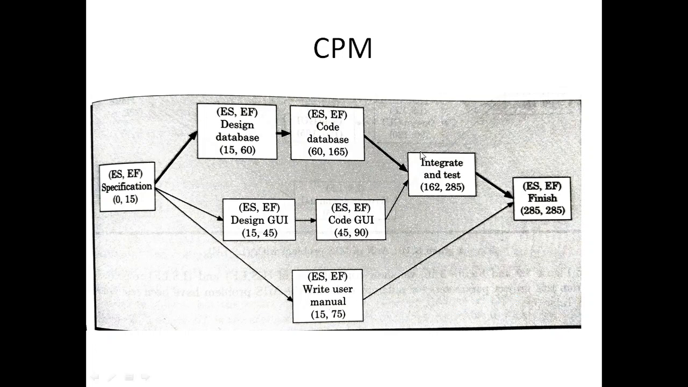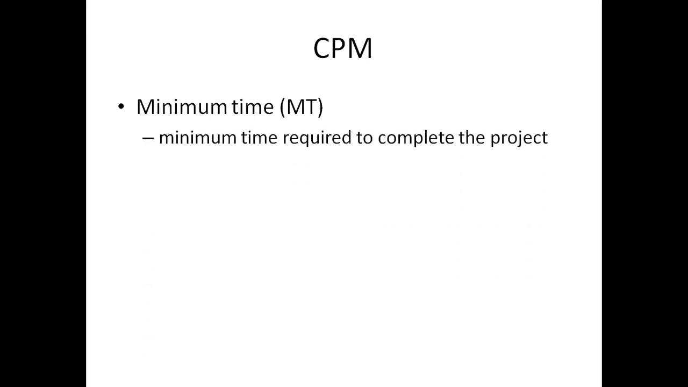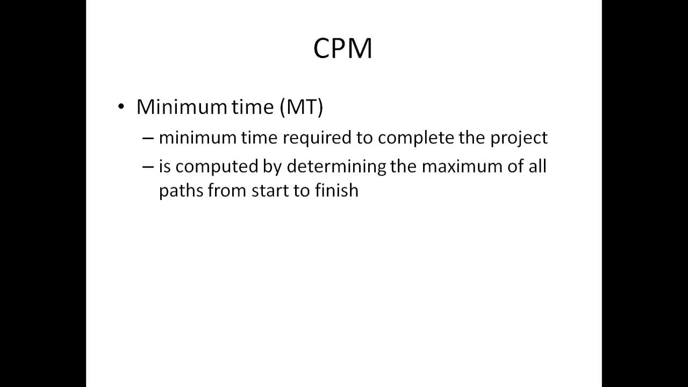But here all the tasks will have zero slack time. So here it is not 162, it is actually 165. There is some correction here. So we will see the different times that are used in the critical path method. First one is the minimum time. It is the minimum time that is required to complete the project, computed by determining the maximum of all paths from start to finish.